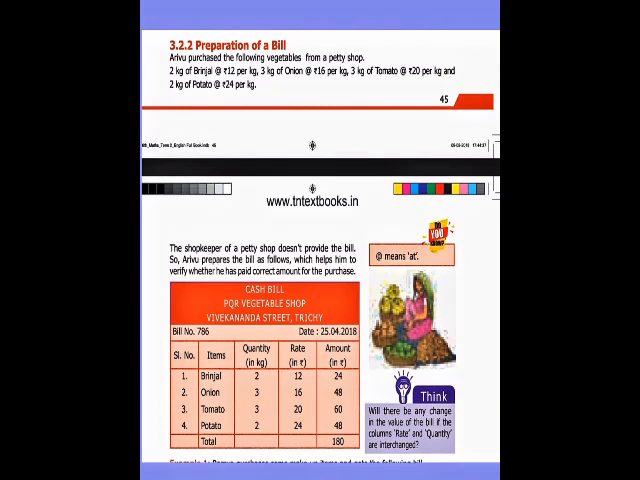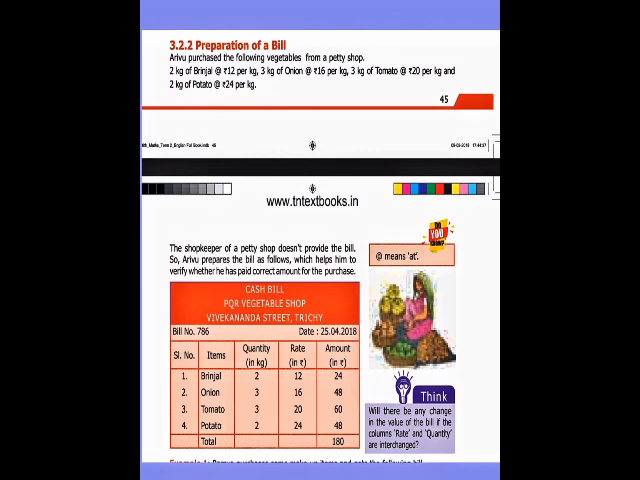We have a question: Arivu purchased the following vegetables from a petty shop. 2 kg of brinjal, 3 kg of onion, 3 kg of tomato and 2 kg of potato. He purchased brinjal, onion, tomato and potato, and they are giving the per kg amount. We want to find the amount for 2 kg, 3 kg like that. Okay, first we want to find the company name, that is the shop name.